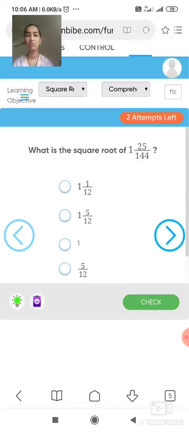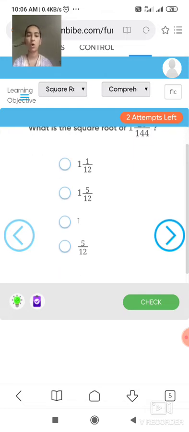Let's take another. What is the square root of this? First, convert these into improper fractions, then find the square root of that number. Okay, solve this example. These are the options. Which option is correct? You have to choose the correct one.